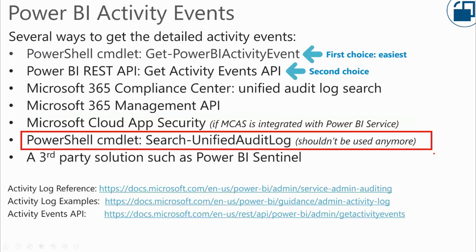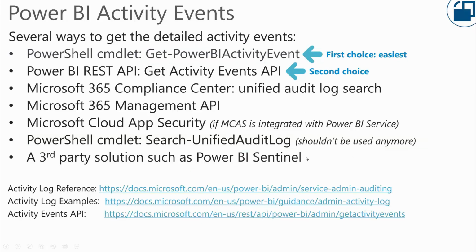Then we've got the old PowerShell commandlet, and this is the one that I want to call out. It's old. It has some flaws. There's some blogs out there that have a good bit of Google juice because they've been around for years and gotten a whole lot of hits. You don't want to use that approach anymore. So if you have anything still running under this Search-UnifiedAuditLog, you want to get that switched to Get-PowerBIActivityEvent. And then finally, like Power BI Sentinel, if you're a customer of theirs, they will pull it for you, and they pull it using the Microsoft 365 Management API.